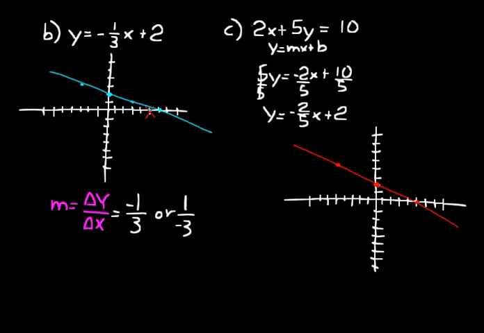Then, as long as the line's in standard form, m, that's the slope, the change in y over the change in x. If it's a whole number like a 5 or something, just turn it into 5 over 1. Make it look like a fraction.